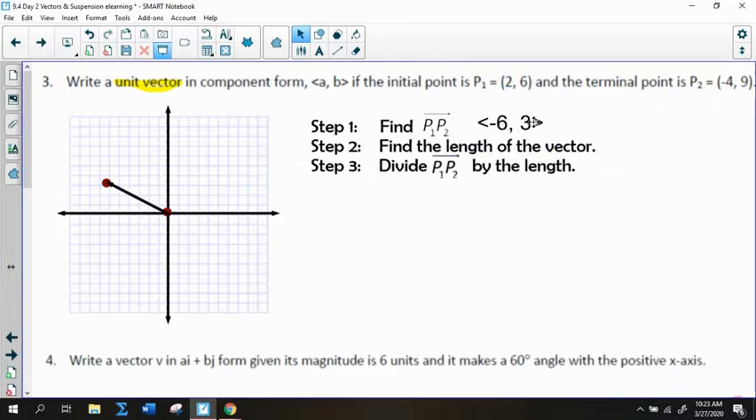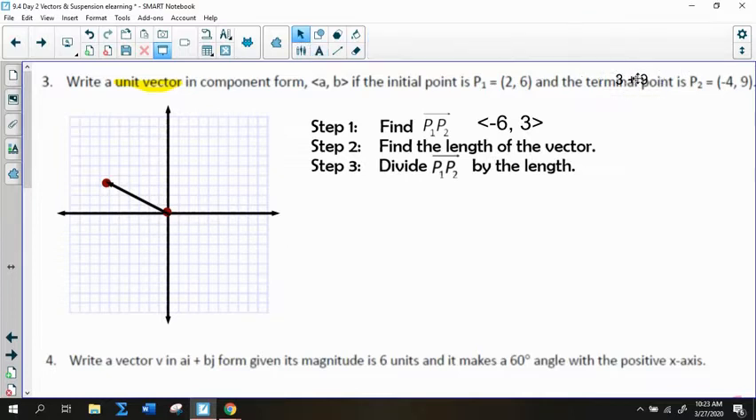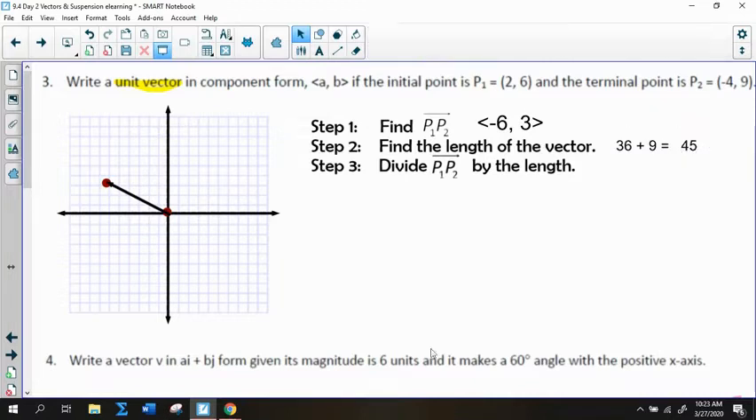So I'm going to do 6 squared plus 3 squared, which is 36 plus 9, and then the square root of that. So 36 plus 9 is equal to 45. I want the square root of that, so I think I'm going to draw the square root in by hand here. Okay, so that's the length or the magnitude of the vector.